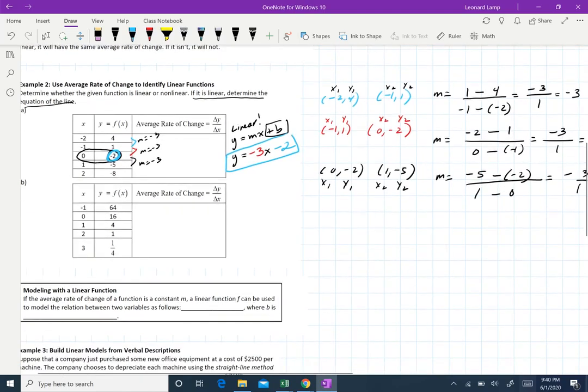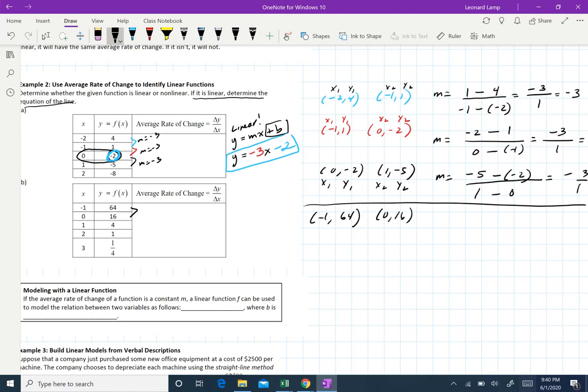Now, the next one, do the same exact thing. So here we go. If I'm finding the slope between these 2 points, let me underline this real quick to give me some room here. Okay, so we have the points -1, 64, and the points 0, 16. So this is x1, y1, x2, y2. Our slope is found by 16 minus 64 all over 0 minus a -1.